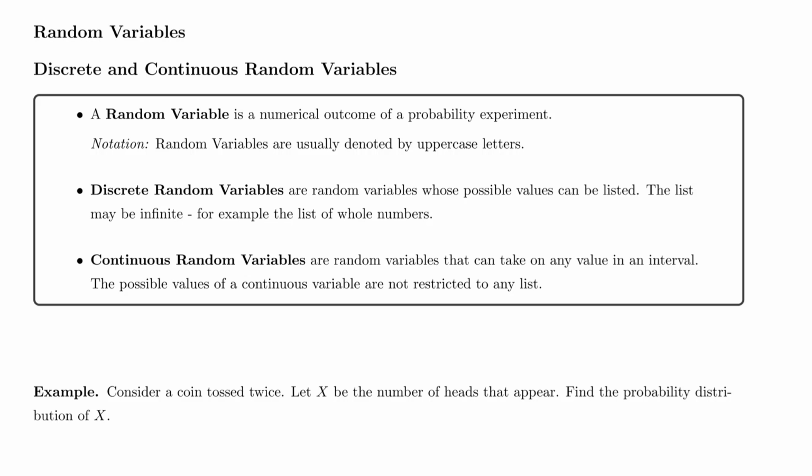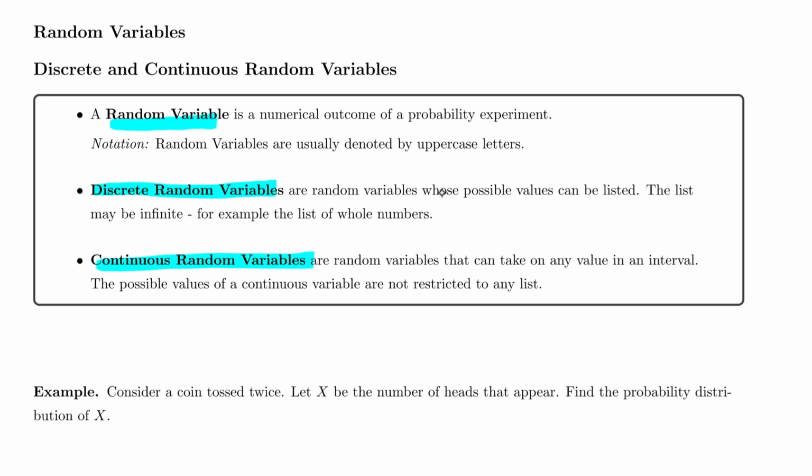Random variables. We have discrete and continuous random variables. A random variable is a numerical outcome of a probability experiment. And we usually use uppercase letters to denote the random variables. We have two main kinds, discrete random variables and continuous random variables.